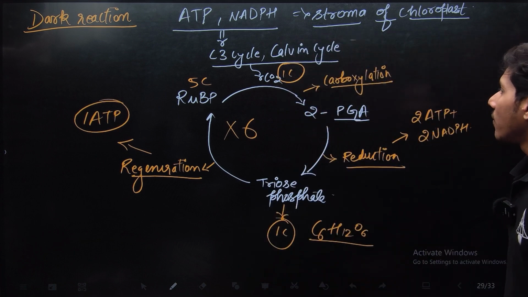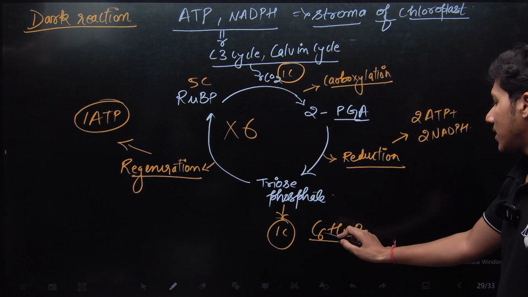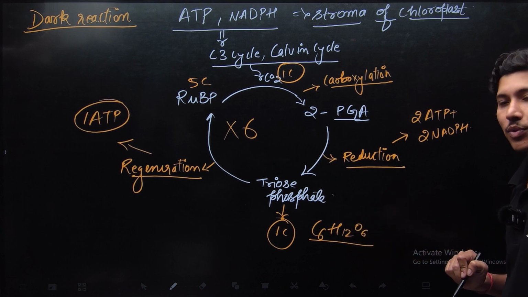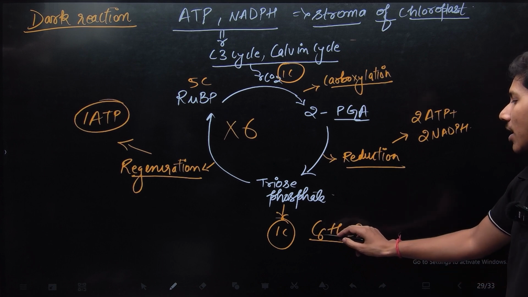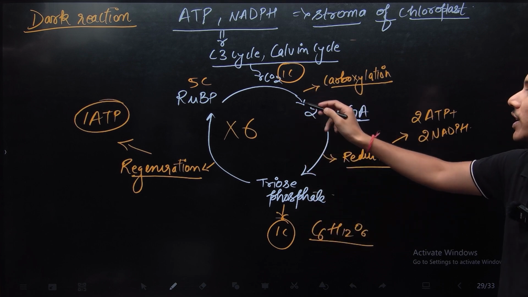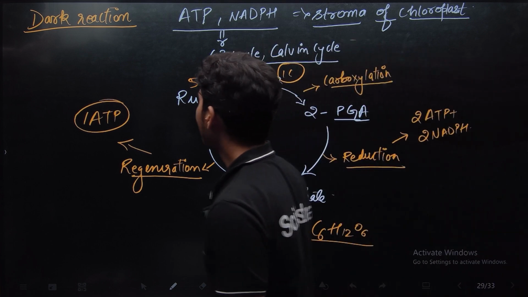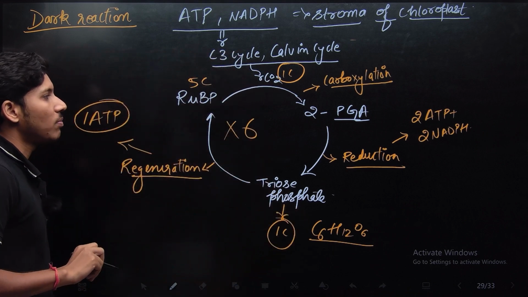We know that glucose contains C6H12O6, which contains 6 carbon. One cycle has 1 carbon fixed. So how many cycles do we need to produce 1 glucose molecule? We need 6 cycles to produce 1 glucose molecule.